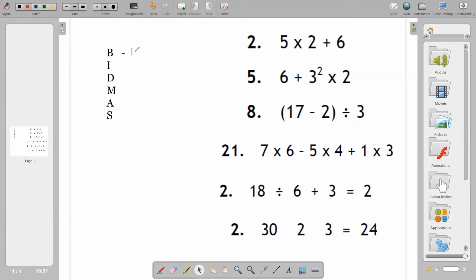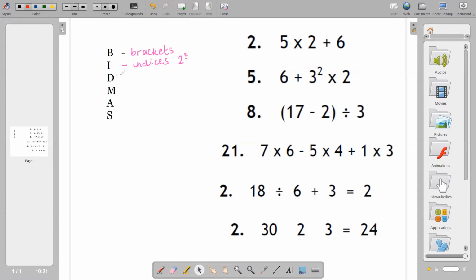So B stands for brackets, and we always do anything in brackets first. The I stands for indices. Now they are your little 2s and 3s, so your square numbers. So for example, 2 to the power of 2, this is your index here.